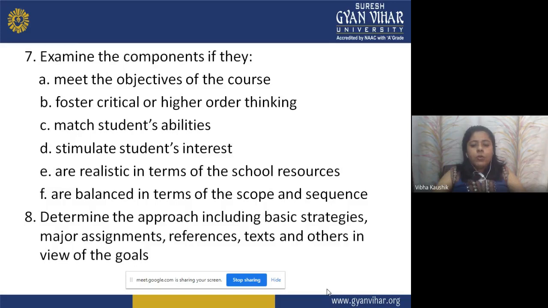Determine the approach, including basic strategies, means what different strategies should be decided or adapted by the teacher. Major assignments, what type of assignments can be given by the teacher. References, text, and others in view of the goal, means everything should be decided according to the goal which the teacher wants to achieve. The assignment should be designed or be given to the learner so that the objective or the goals of the content can be achieved.